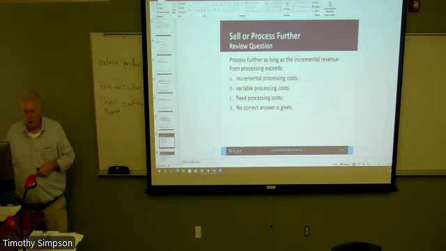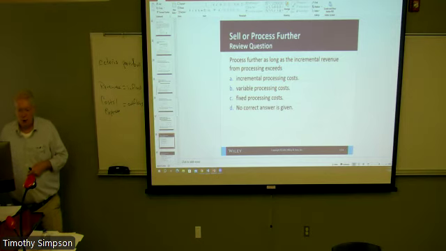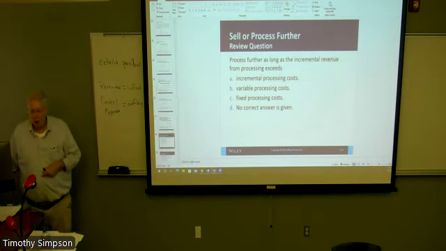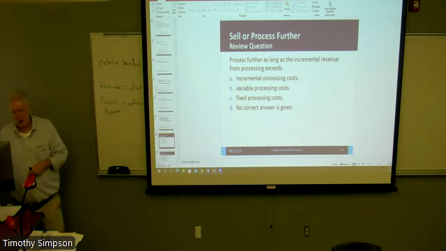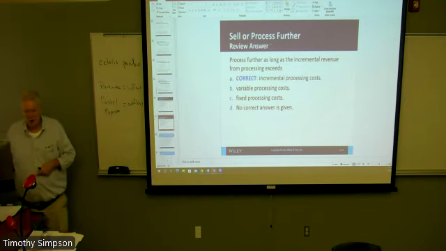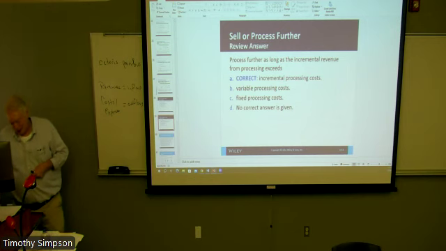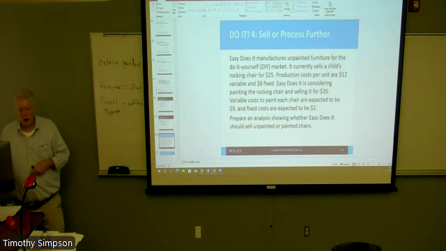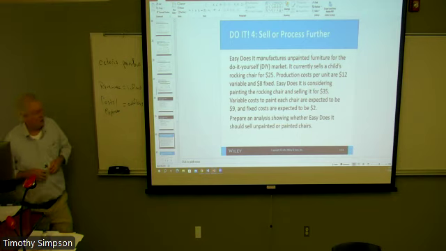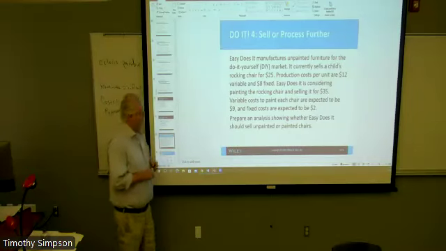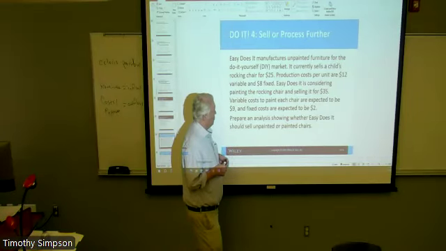A quick review question here: process further as long as the incremental revenue from processing exceeds, and this is pretty easy, the incremental processing cost. That's kind of what we talked about there. So, all right, let's go on to one other example here. I'm probably not going to do a lot of work on this particular example, but it's a pretty good one because it lays out the case for what we're doing here.